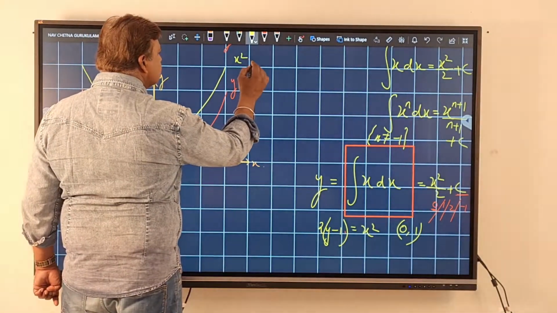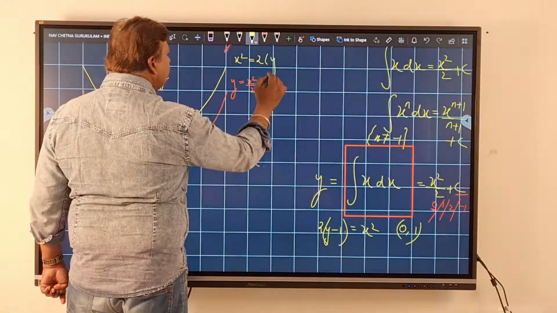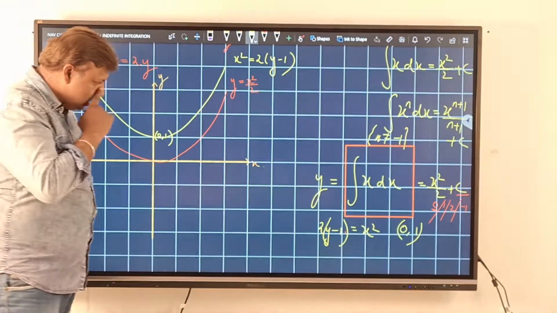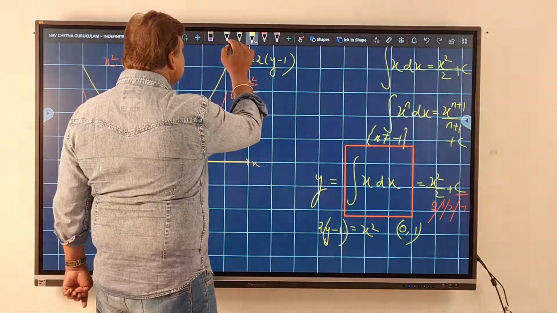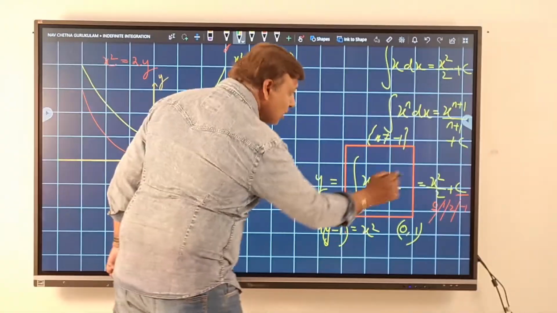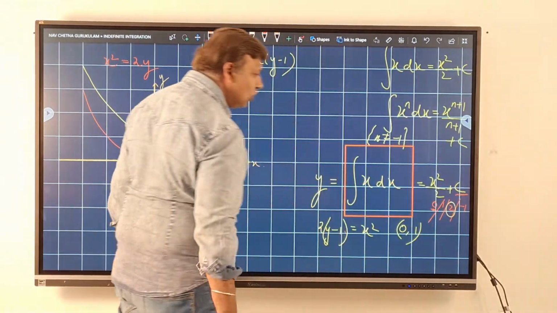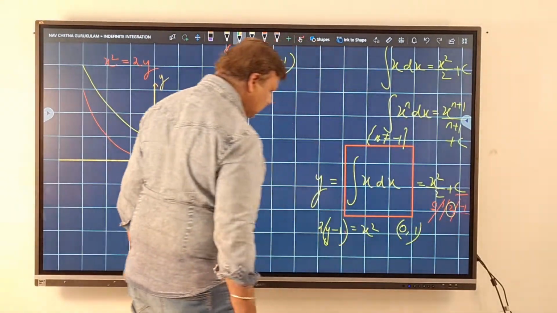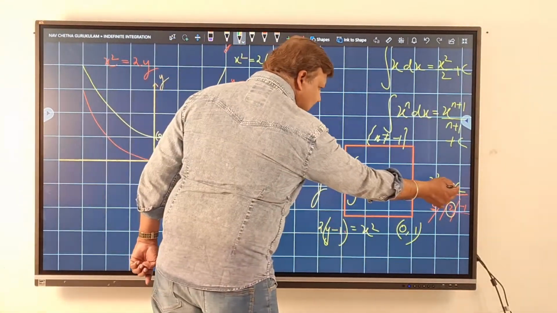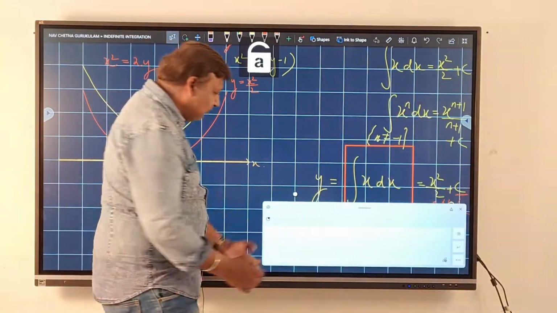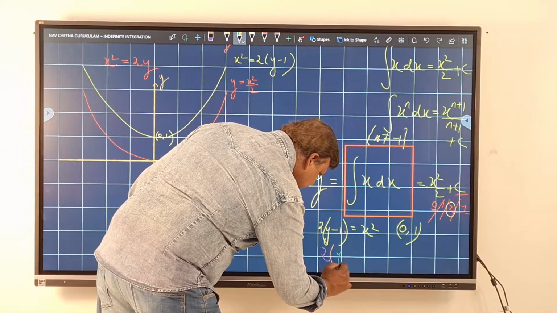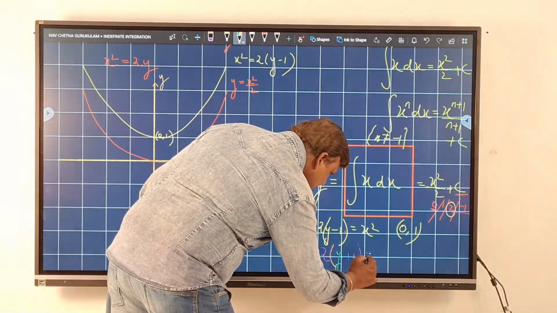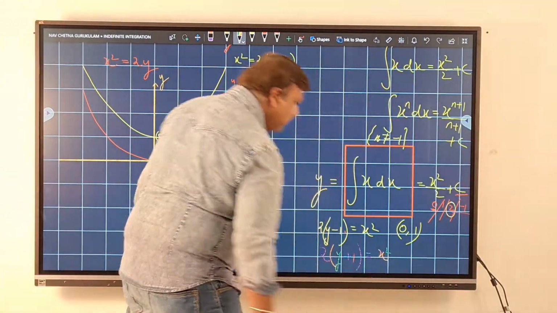This one is the second graph. x square is equal to 2y minus 1. Okay, then we again take the next case. Let it be minus 1. So when we take minus 1, the minus 1 will come on the left hand side, it will become y plus 1. So it will be 2y plus 1 is equal to x square.